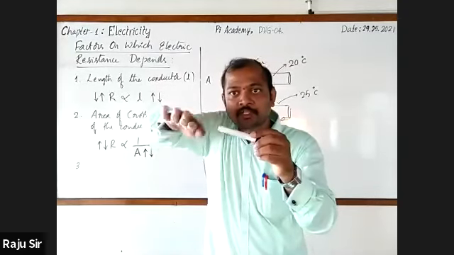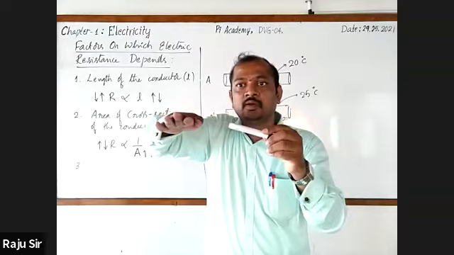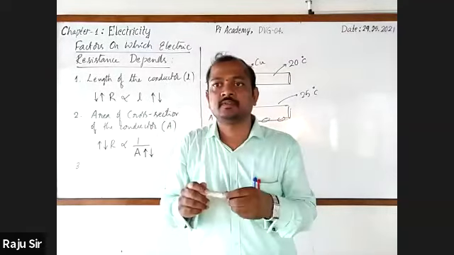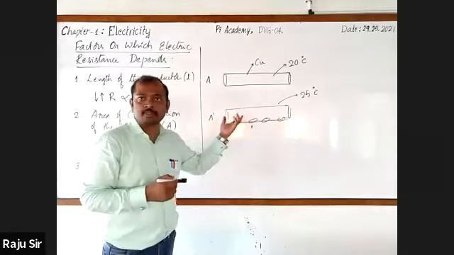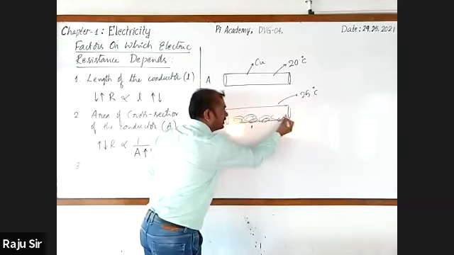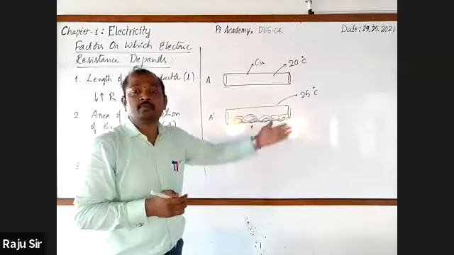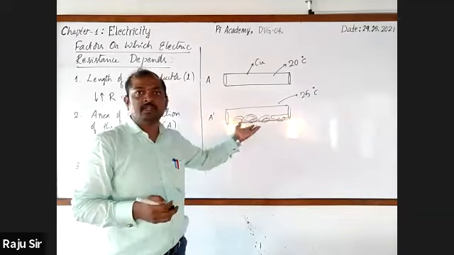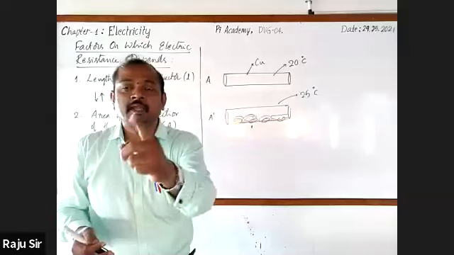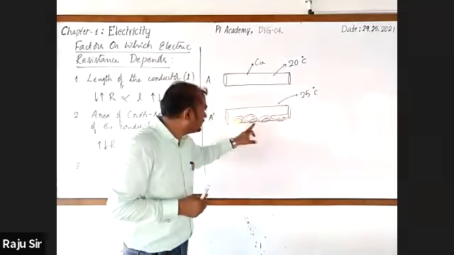But if the vibration increases, what will be the opposition for the movement of electrons? Increases or decreases? Increases. There will be more opposition. As the vibration increases, there will be more opposition for the flow of electrons. If there is more opposition for the flow of electrons, what will be the electric resistance? Increases.